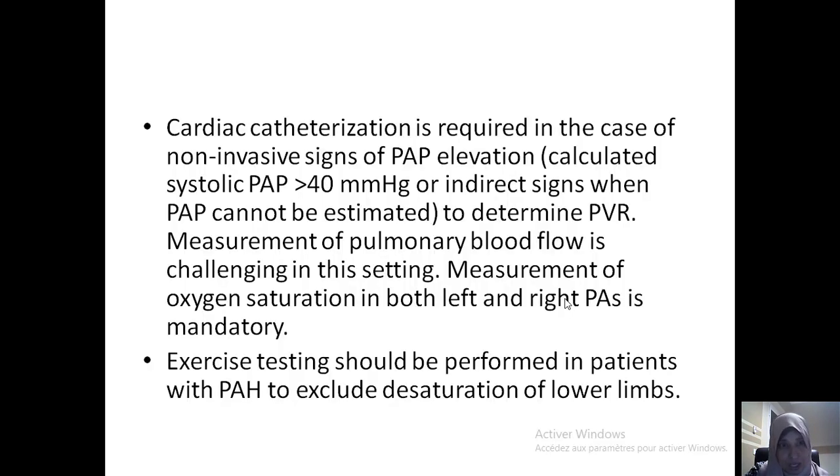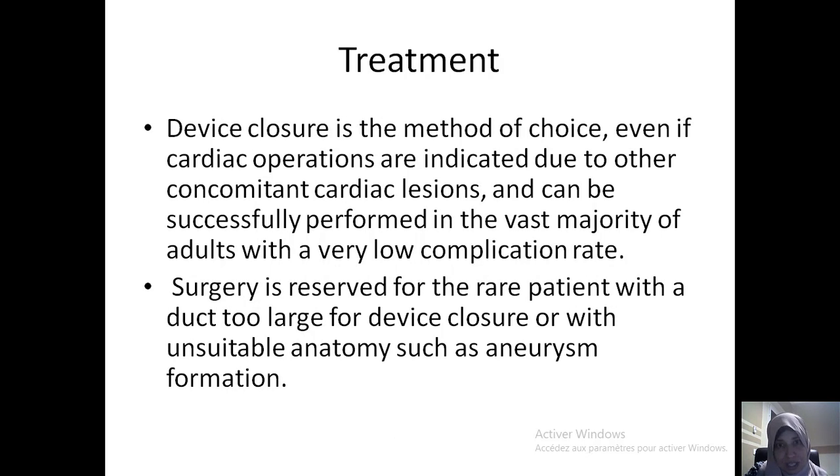As for the other left to right shunts, cardiac catheterization is required in the case of non-invasive signs of pulmonary arterial pressure elevation, calculated as a systolic pulmonary arterial pressure more than 40 mmHg, or indirect signs, and this is mandatory to determine pulmonary vascular resistance. Exercise testing should also be performed in patients with pulmonary arterial hypertension to exclude desaturation of lower limbs, and this is according to the European Society of Cardiology guidelines.